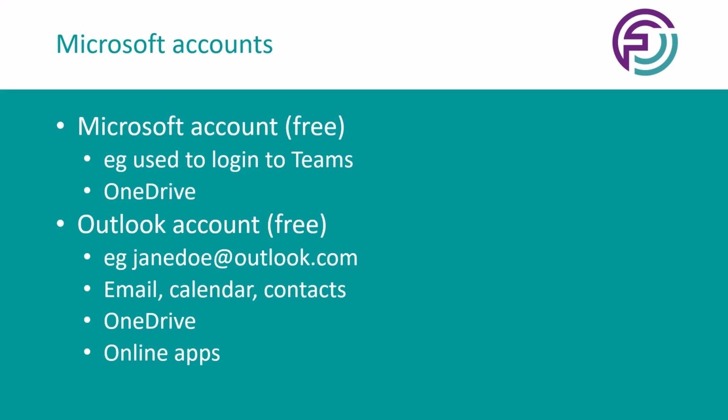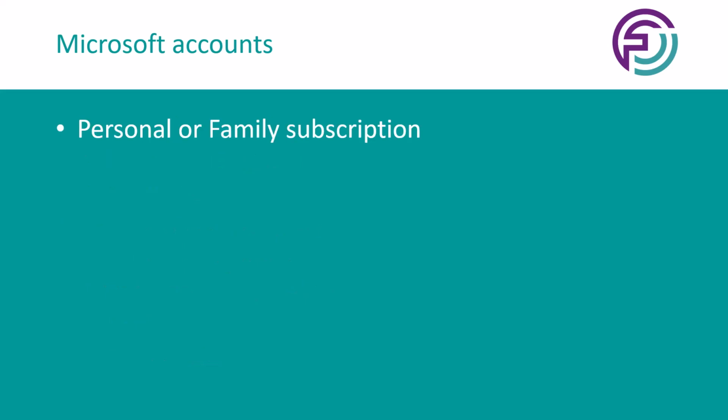As well as the online Outlook app, you also have access to the online versions of Word, Excel, PowerPoint, To Do, Forms, OneNote, and so on. Now, if those online apps are not sufficient for your needs and you want to purchase the applications to download onto your PC, you would need to purchase a personal or family subscription, and these would give you the Office applications to download to your PC.